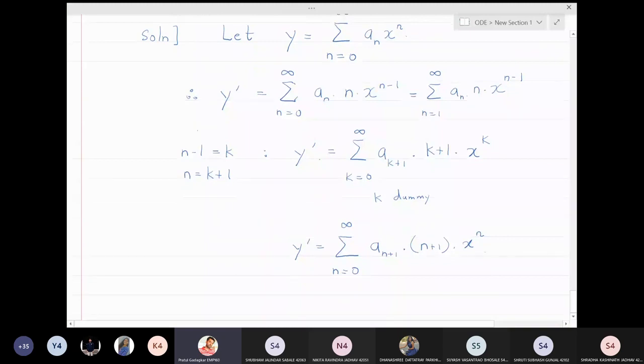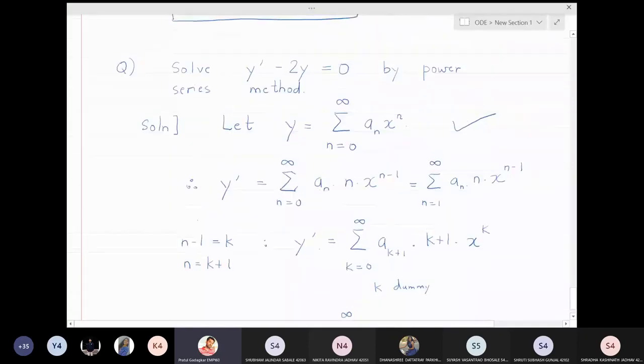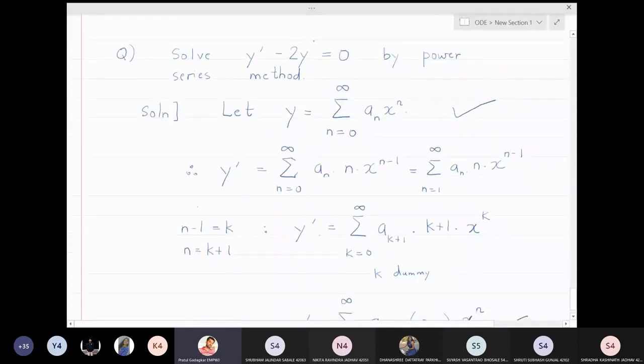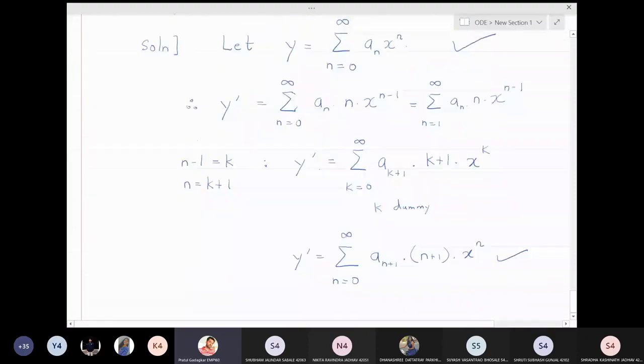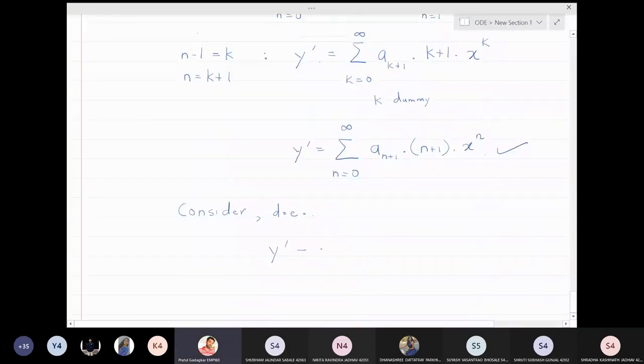So we have an expression for y here and we have an expression for y dash here. Now we will go to the original differential equation. What is the original differential equation? It is y dash minus 2y equal to 0. So consider the differential equation y dash minus 2y equal to 0.